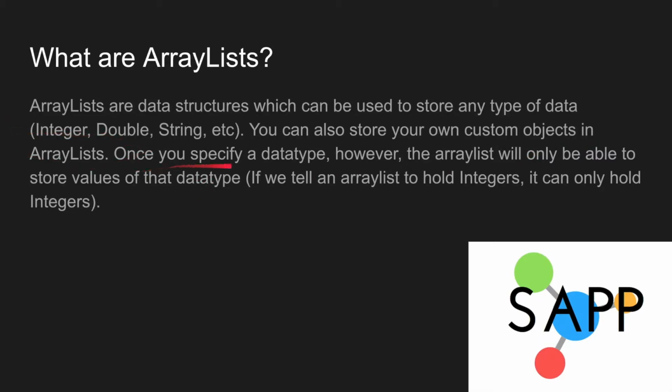And then you should know that once you specify your data type, it gets locked in, as in you can't actually change it. So if you initialize an ArrayList and tell it that it needs to hold integers, it can only hold integers from that point on.